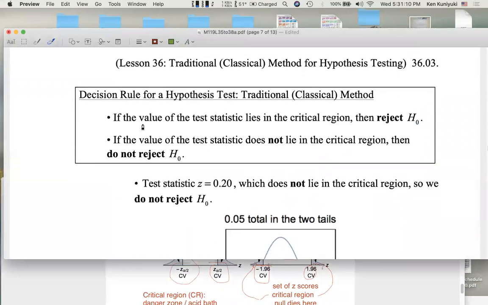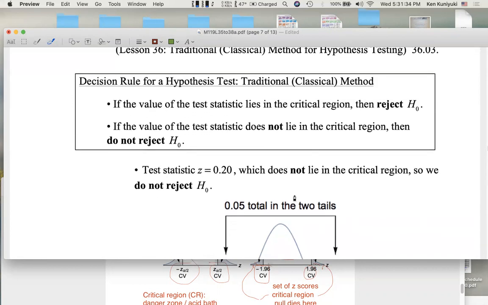I just told you this decision rule, right? And by the way, this is the professional term, decision rule. The decision rule for a hypothesis test using the traditional or classical method: if the value of the test statistic, right now it's z-scores, lies in the critical region, the danger zone or acid bath, then reject the null. If not, then don't.